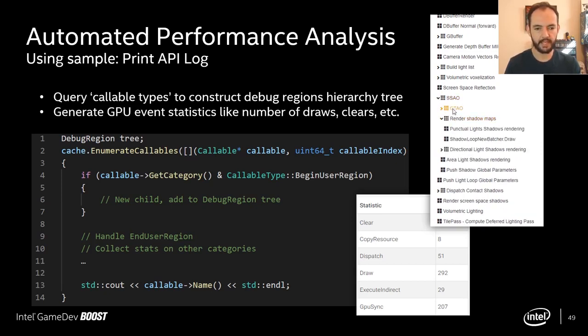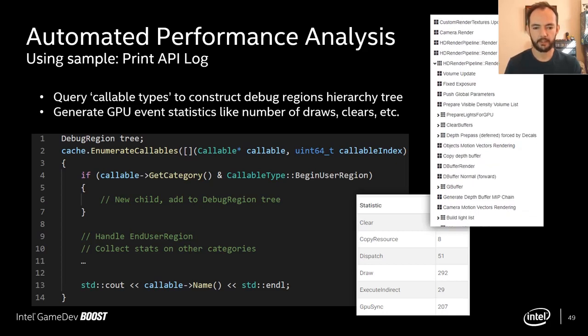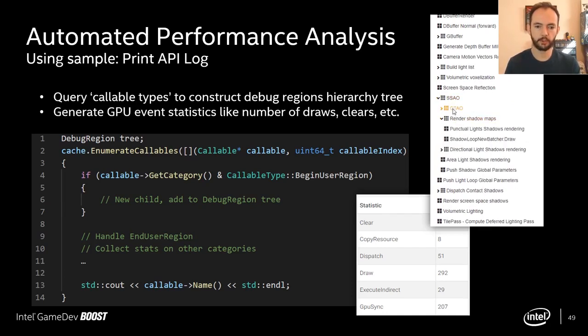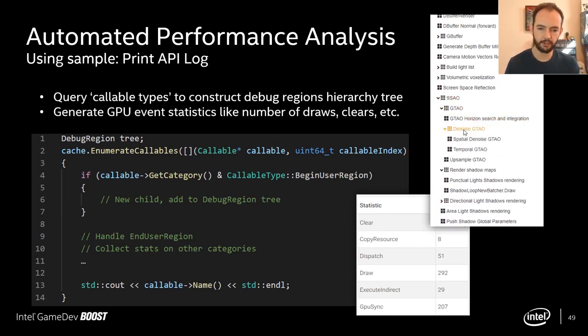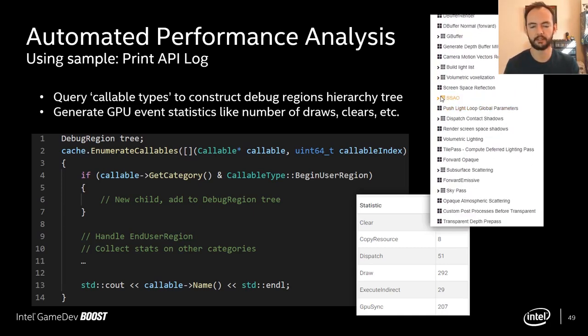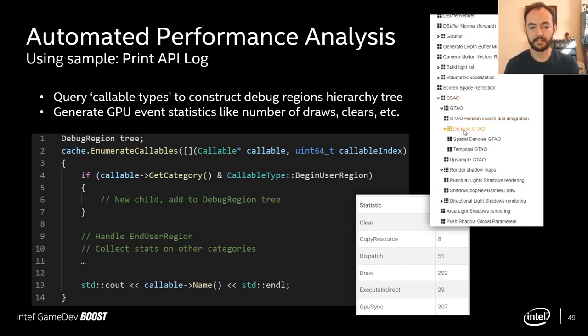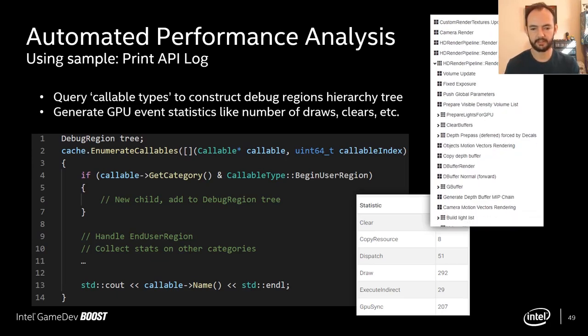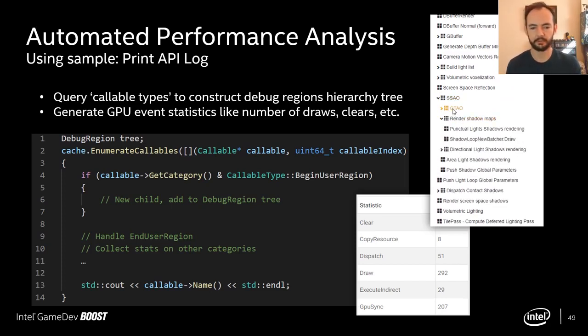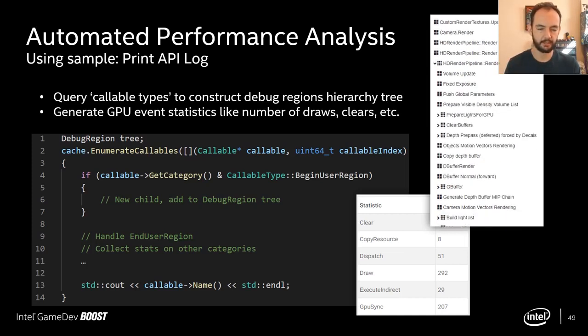But instead of just grabbing the name, in this case, there's another property called the category. And the category is a mask that tells you what kind of call this callable is. So two of the types are begin user region and end user region. With that information, that's enough to do this whole breakdown, and you can create a fancy little view like the one that you see on the right side. In the same way, you can use all the other categories to create the statistics that you see here, because all the other categories are: is this a clear call? Is this a copy resource call? Is this a dispatch call? That kind of stuff. And it's actually pretty simple with the print API log example.